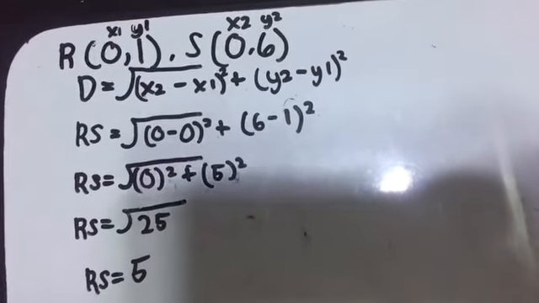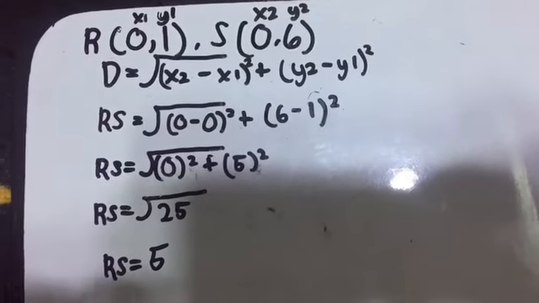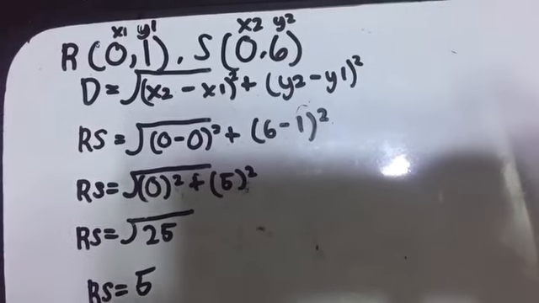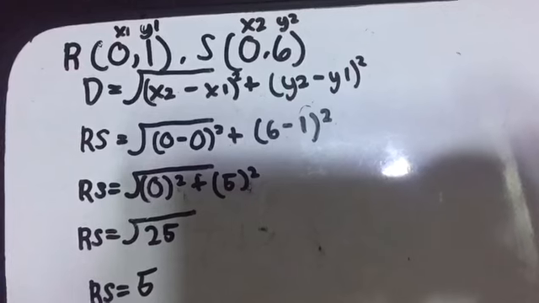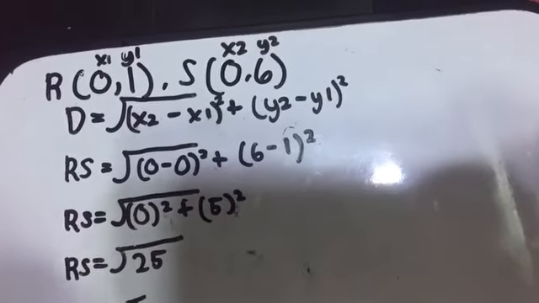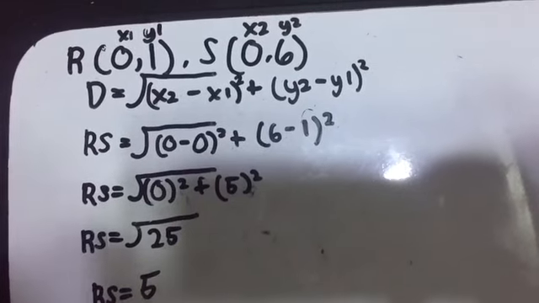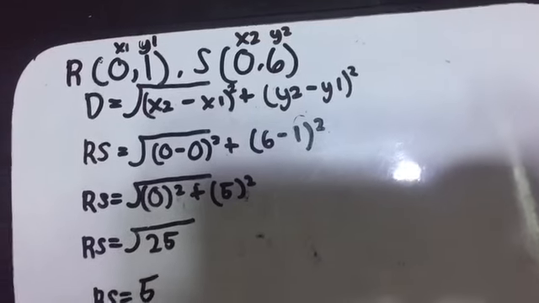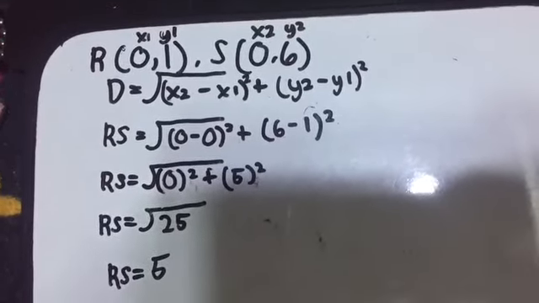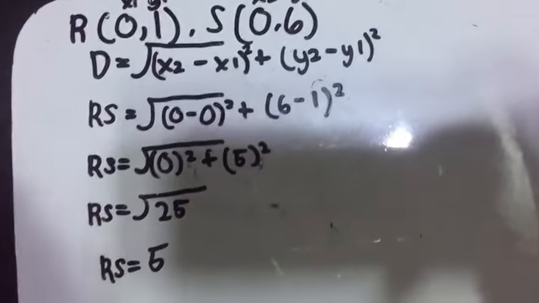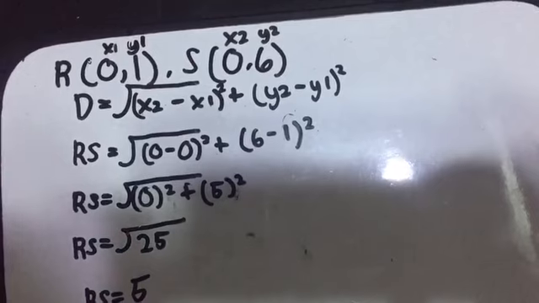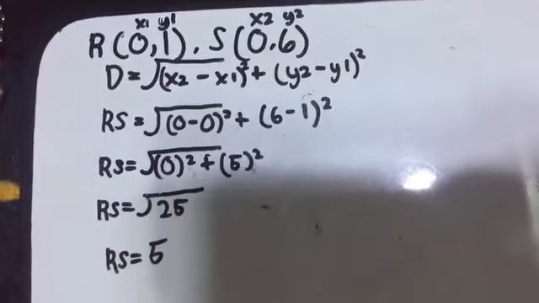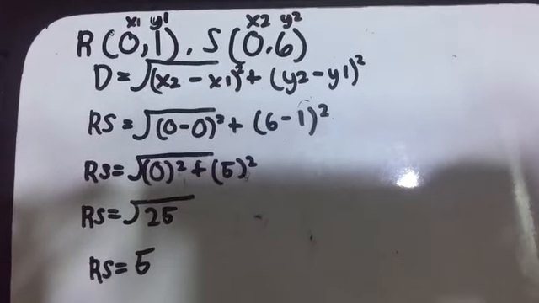So first, we're going to subtract the numbers we have. 0 minus 0 is obviously 0, plus 6 minus 1 is obviously 5. So we're going to rewrite here. So we come up with 0 squared plus 5 squared. So we're going to cancel out the 0 because our 0 is not valuable now. So 5 squared is equal to 25. We're going to square root the 25. The square root of 25 is 5. So the answer is 5.